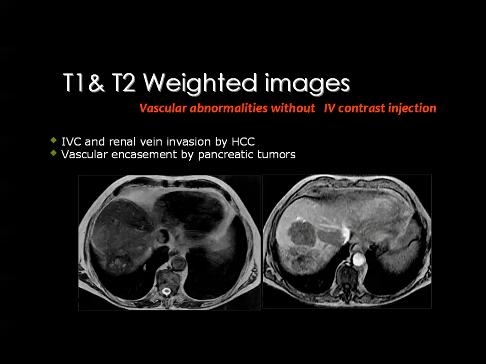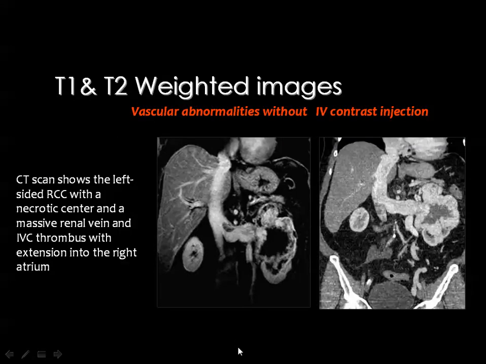Also, the invasion of vascular structures by hepatocellular carcinoma and by renal cell carcinoma, for example. You see here, this is the IVC with the tumor thrombus inside the IVC, and this is a hepatocellular carcinoma with tumor thrombus in one of the hepatic veins reaching the IVC as well. And this is one of the major advantages of MRI over CT, the assessment of vessels without the need to inject contrast medium. And here is an example of left-sided renal cell carcinoma with invasion of the renal vein and invasion of the IVC as well. And this can be seen in the flow-sensitive techniques or even in the MRI images.